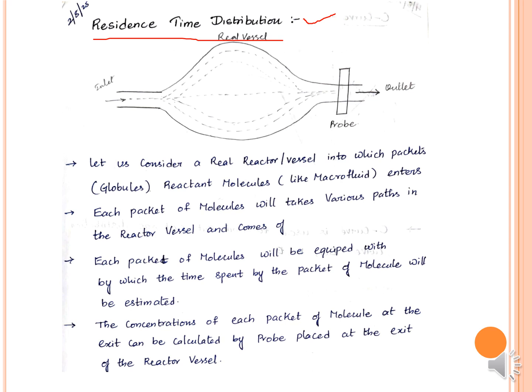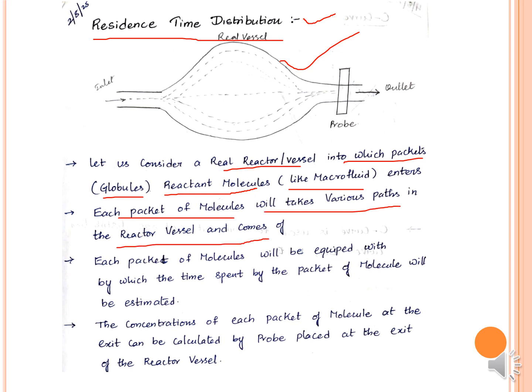Let us consider a real reactor or real vessel into which packets, globules of molecules, either macrofluid or microfluid, enter. Each packet of molecules will take various paths in the reactor vessel and comes out of the reactor. These reactants will take a less span of time. These reactants, on the longest path here, will take more amount of time.